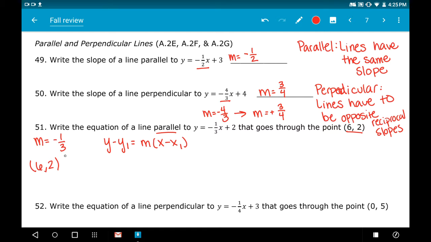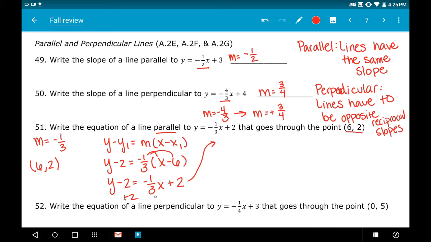And we can just plug in everything we know and then get it into slope-intercept form. So I'd have y minus 2 equals negative 1/3 times x minus 6. So I just plugged in x and y and plugged in my slope. Now I just have to simplify this. So I distribute the negative 1/3. So y minus 2 equals negative 1/3 x. Negative 1/3 times negative 6 is positive 2.